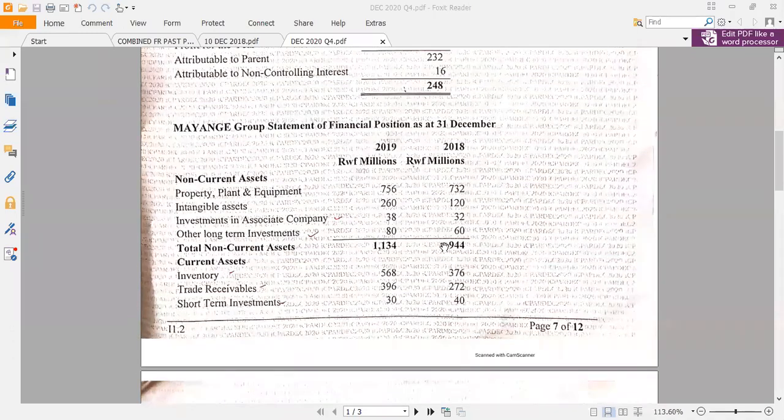So let's look at statement of financial position.